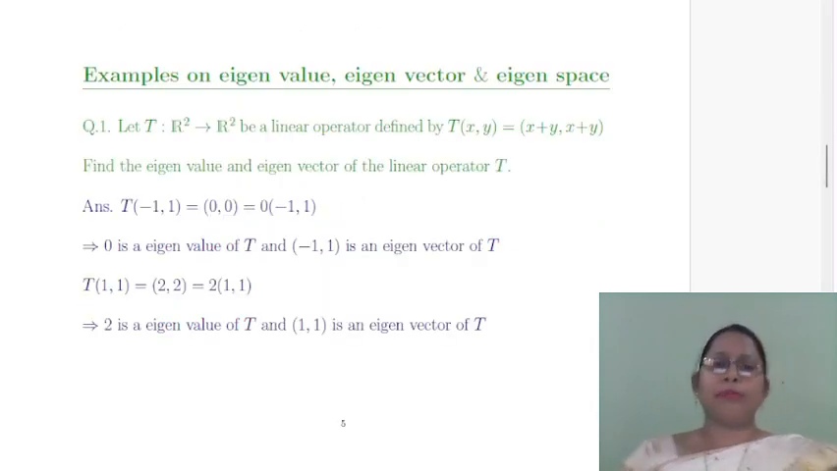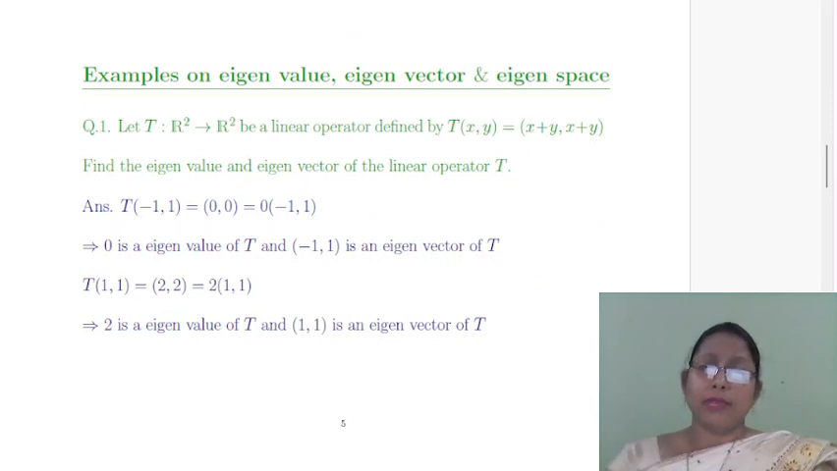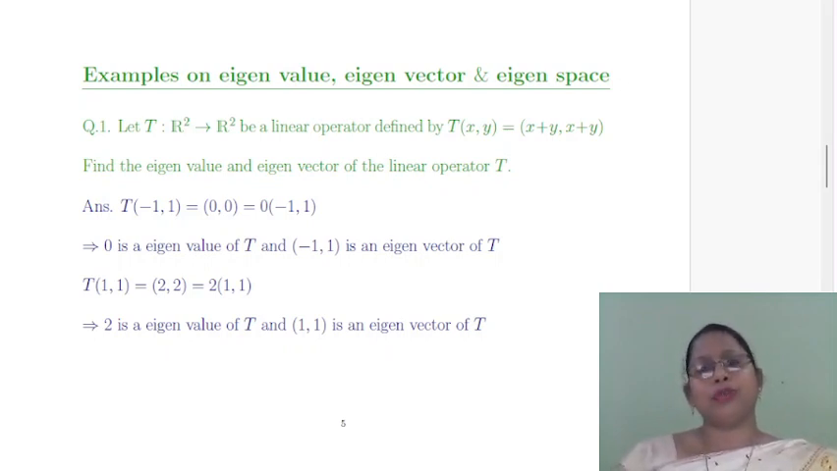Next, an example on eigenvalue, eigenvector and eigenspace. First example: let T from R2 to R2 be a linear operator defined by T of (x, y) equal to (x plus y, x plus y). Find the eigenvalue and eigenvector of the linear operator T. Generally, we find the eigenvalue and eigenvector by using the characteristic polynomial and characteristic equation, by finding the matrix representation of the linear operator.